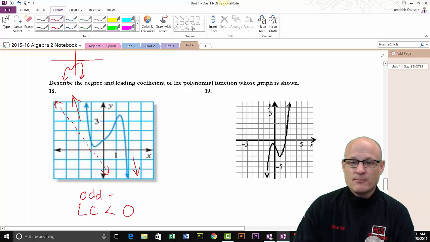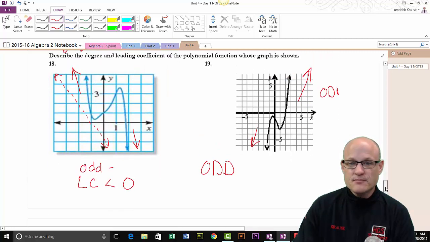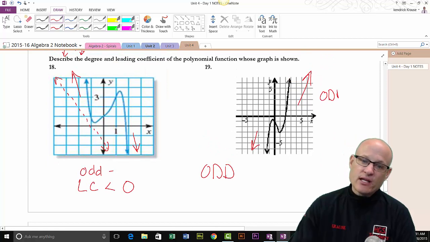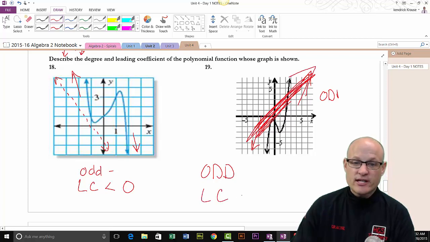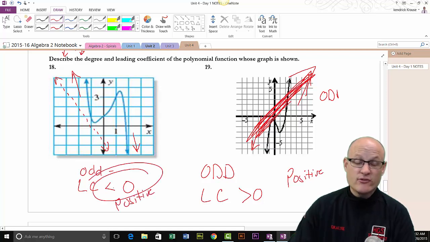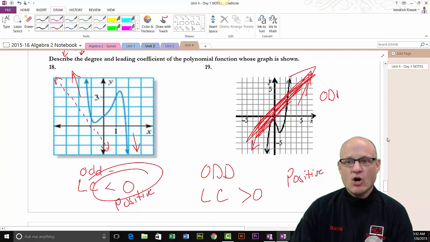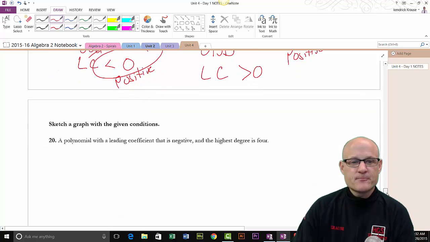Now, in this case, I'm going up to the right and down to the left, which again means it's an odd function. If you think about a line going up to the right, down to the left, that would be a leading coefficient that was greater than 0 or positive. If you want to write positive, because that makes you feel better, write positive. But you guys got to get in the habit: greater than 0 does mean el positivo. That was my good Spanish for the day.